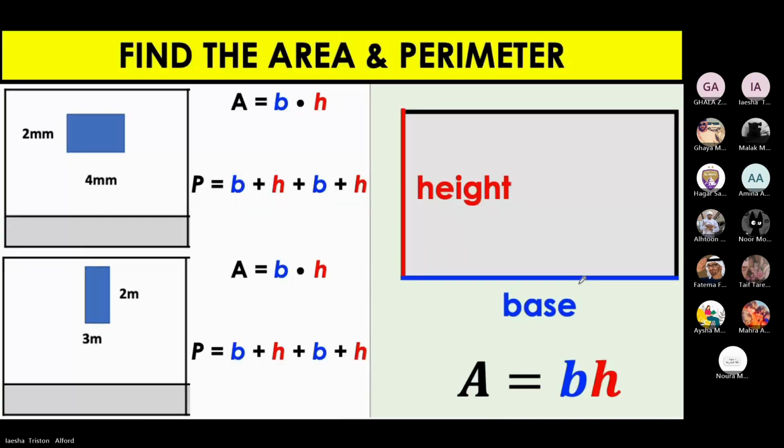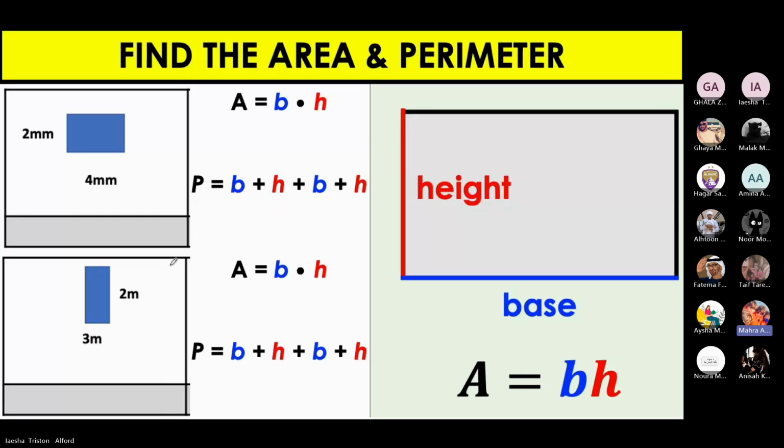Okay. So here, just a quick practice. For this shape, what number is the base? This rectangle, what's the base? Oh no, everybody left me. I'm alone.